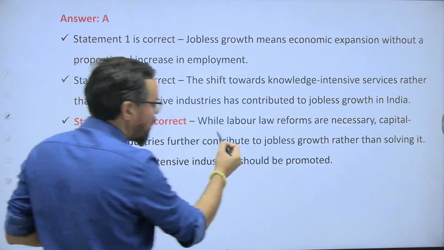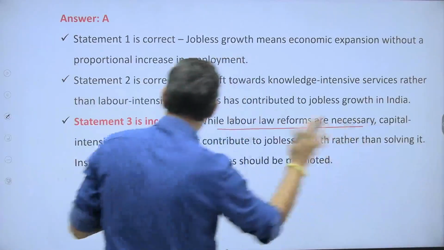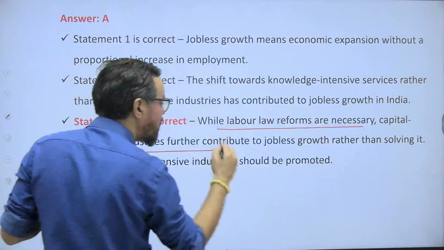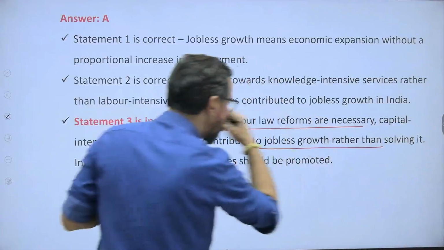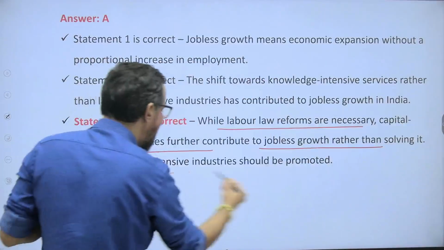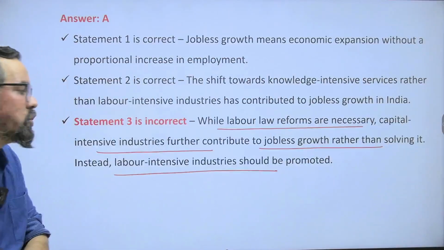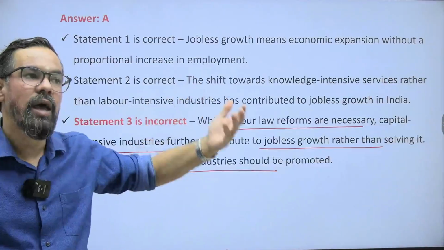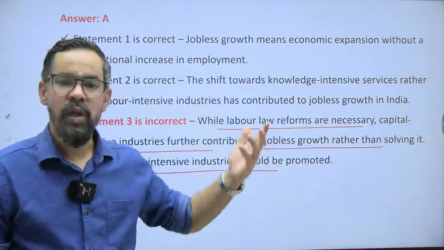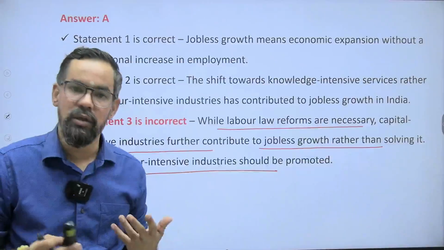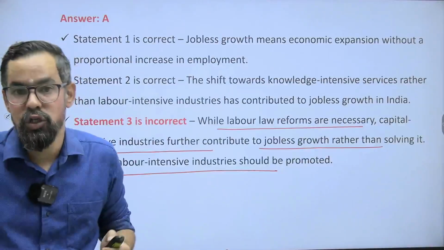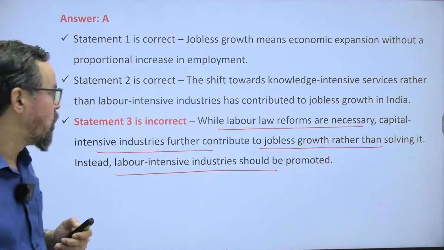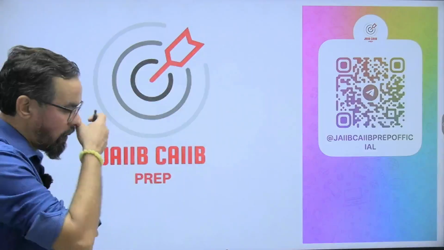While labor law reforms are necessary, capital intensive industries further contribute to jobless growth rather than solving it. So instead, labor intensive industries should be promoted in that particular case. If you go for capital, like the evolvement of AI or other technologies and all, that will reduce jobs. They will not increase the jobs itself, right? Next one, guys. Okay, this is it.